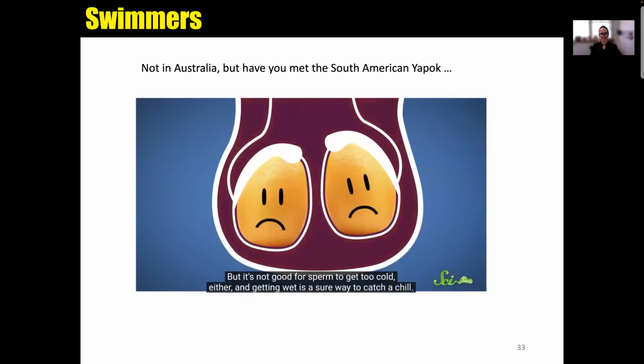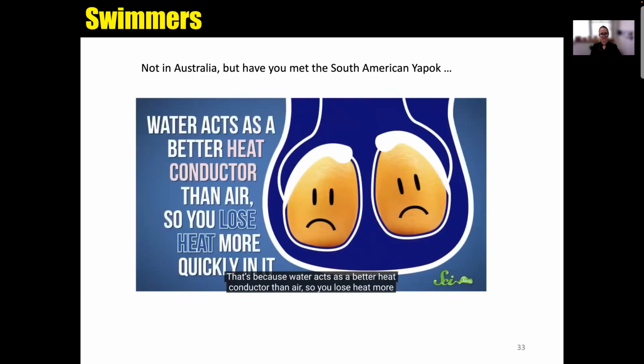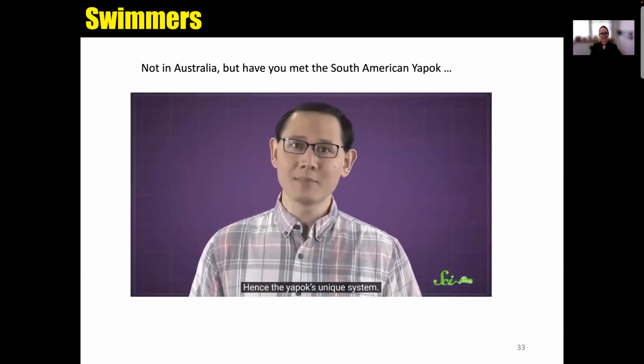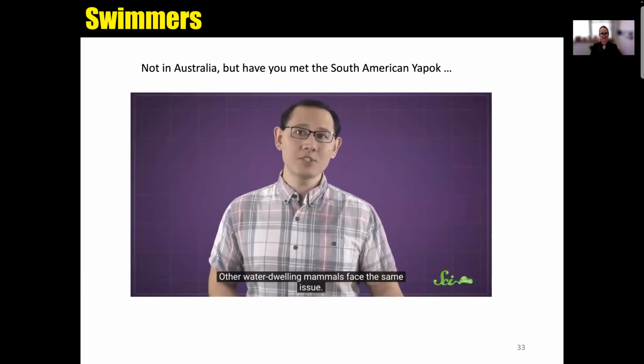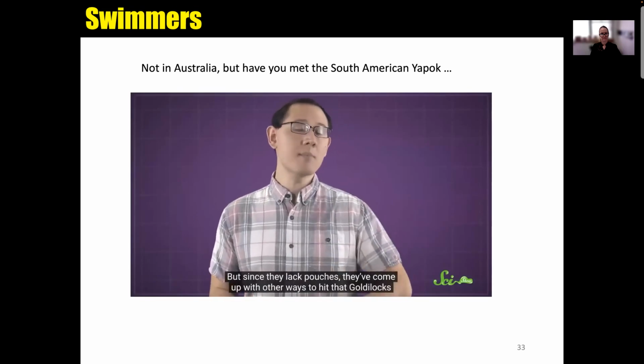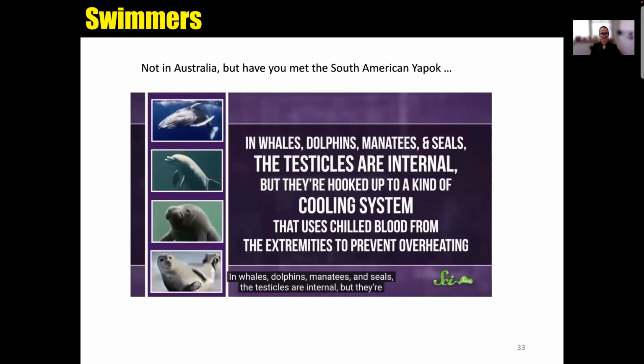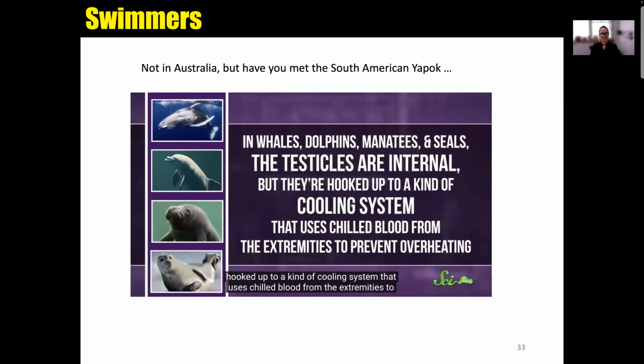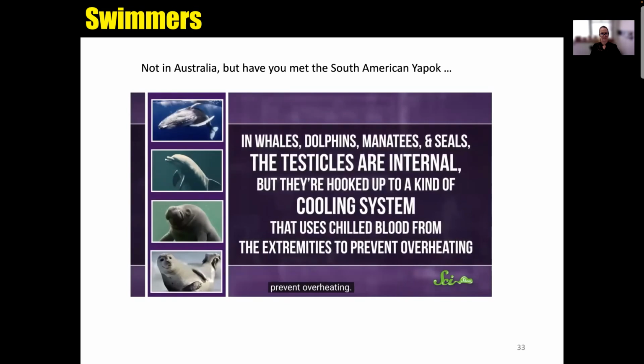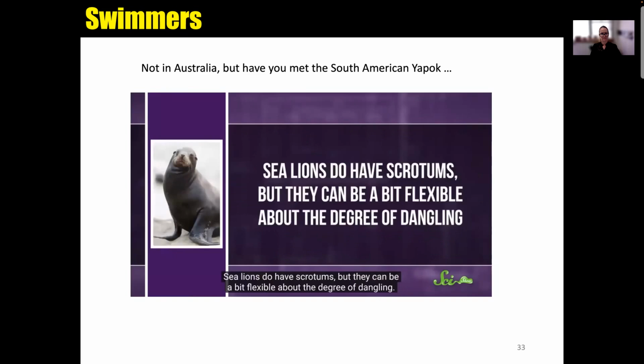But it's not good for sperm to get too cold either, and getting wet is a sure way to catch a chill. That's because water acts as a better heat conductor than air, so you lose heat more quickly in it. Hence the yapok's unique system. Other water-dwelling mammals face the same issue, but since they lack pouches, they've come up with other ways to hit that Goldilocks temperature. In whales, dolphins, manatees, and seals, the testicles are internal, but they're hooked up to a kind of cooling system that uses chilled blood from the extremities to prevent overheating.